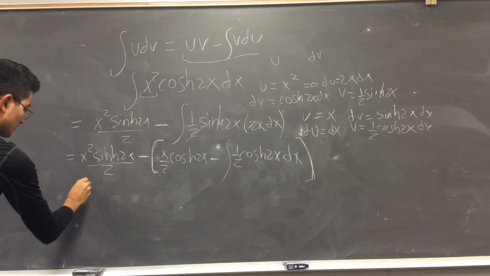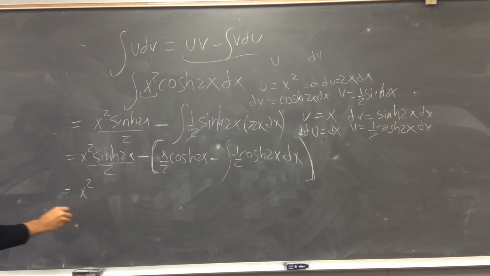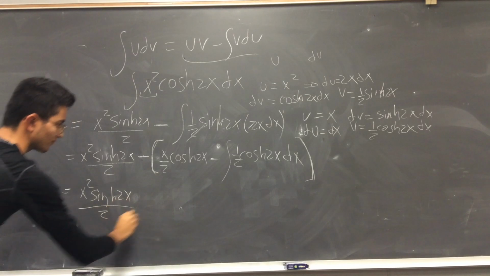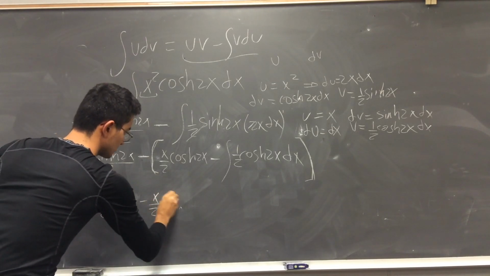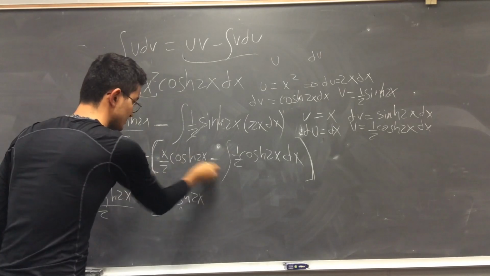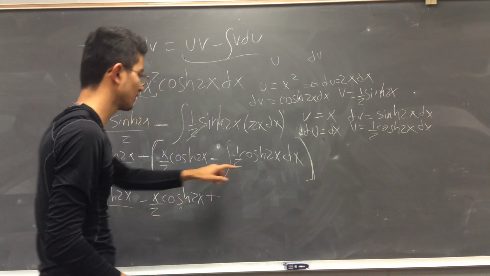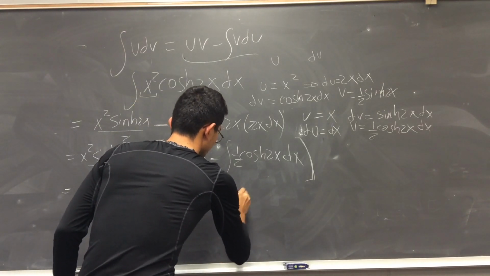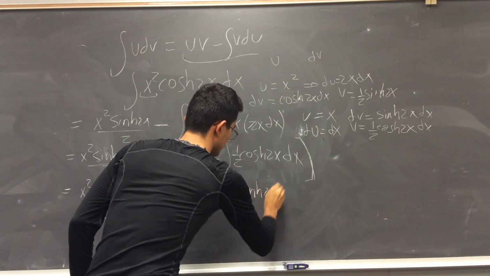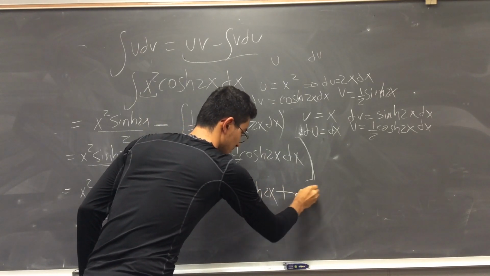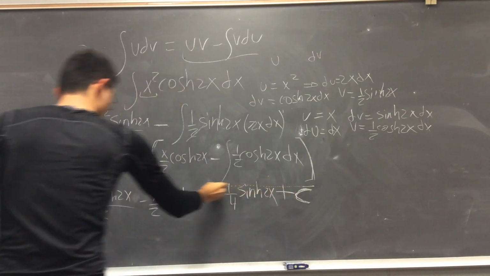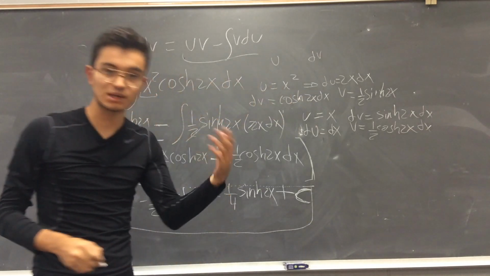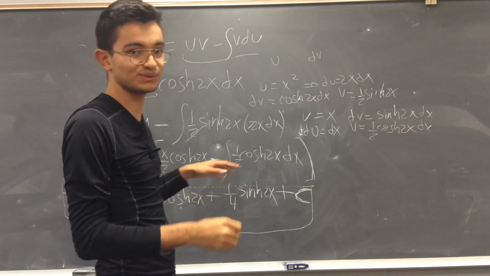So the final answer, ladies and gentlemen, is going to be x squared sinh 2x divided by 2 minus x over 2 cos 2x. Minus times minus is positive, so plus 1/2 the integral of cos 2x, which is 1/4 sinh 2x, plus c. Don't forget that. That's going to be the integral using the classic integration by parts method. This is the one that's in the newest edition.